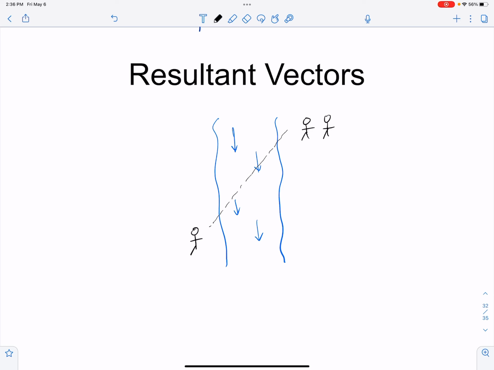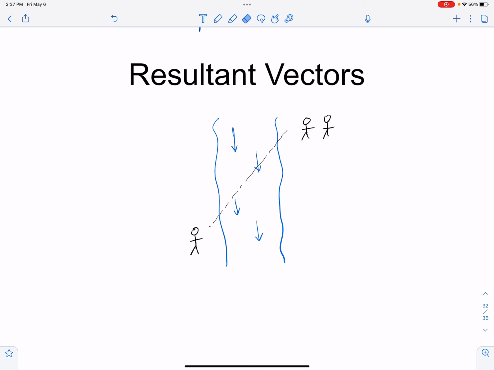Your goal is to swim in a direct line to your friends. So you set out at an angle that would make you swim towards your friends, and you're swimming at a certain velocity, right? Like you're putting a certain amount of work in. However, you're swimming and kicking your legs, and the current is also moving you. So the velocity of the current is also working against you. So it's going to make it very difficult to actually swim in a straight line over to your friends.